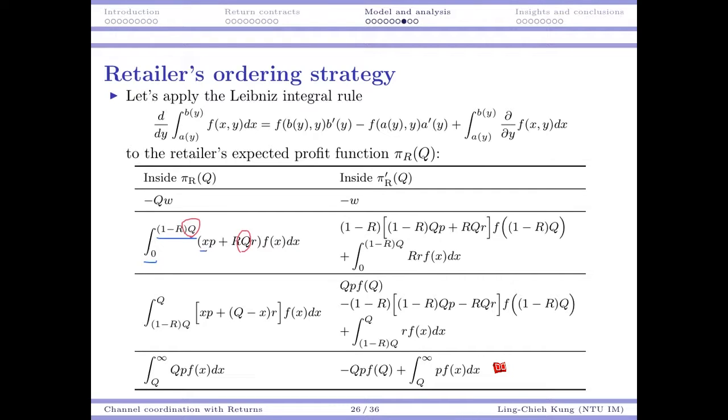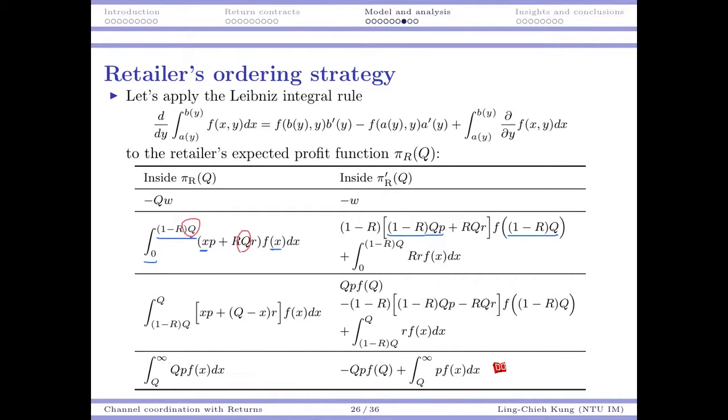Okay, let me write it down. Small x is here, small x is here. Okay. I need to plug in the upper bound to the variable x, to the dummy variable x. So 1 minus r times q goes to here and here. Okay? No, 1 minus r goes to here. And 1 minus r times q goes to here and here. One thing to keep in mind is that after that, I also need to differentiate the upper bound with respect to y. So I need to differentiate this with respect to q.